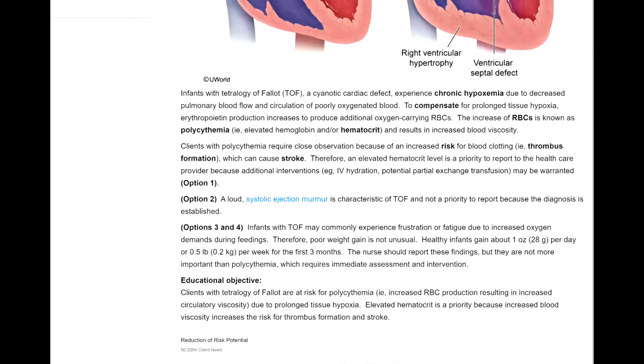That puts our client at risk for thrombus formation, which would be a clot. And when we have clots floating around, we have a pretty high risk of stroke. So we need to make sure this hematocrit level gets reduced so we can keep our client safe and prevent anything like that. Looking at our incorrect options, again, these are all items we would expect to see in a newborn with this condition, but based on what was presented to us, we know that the elevated hematocrit is our priority.